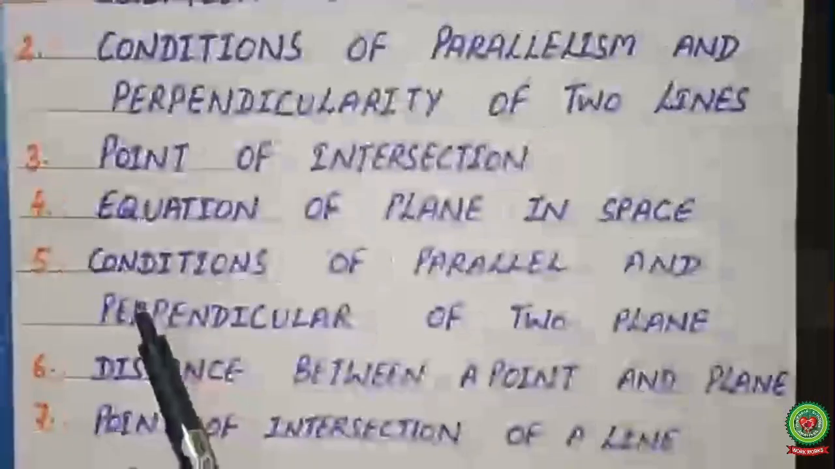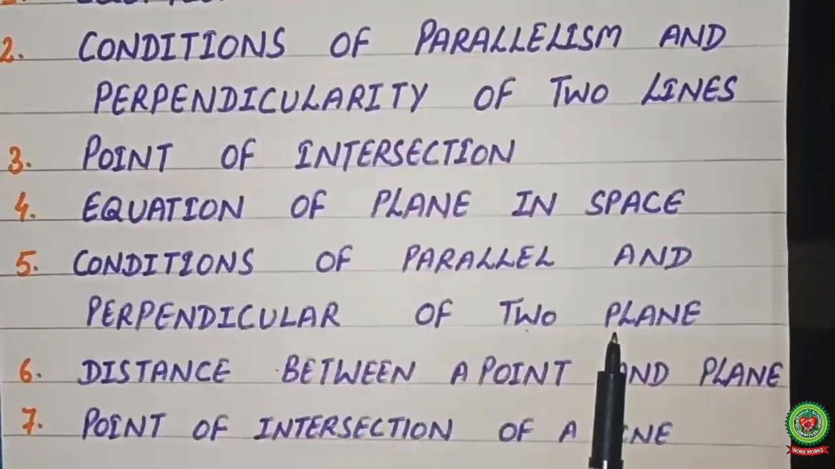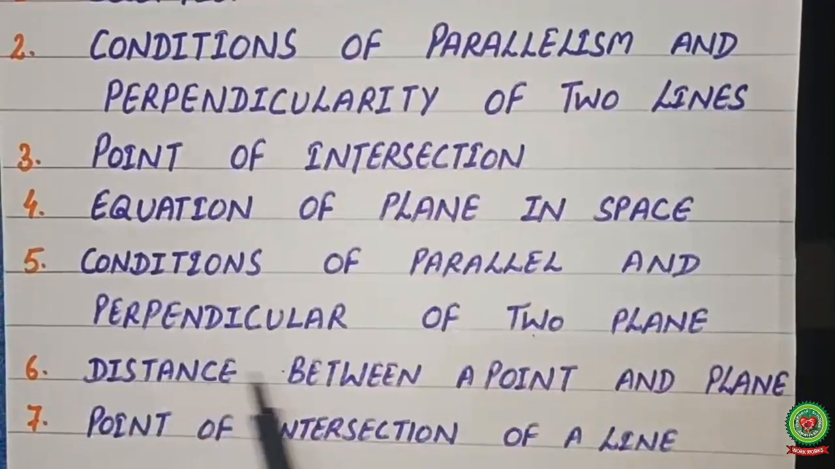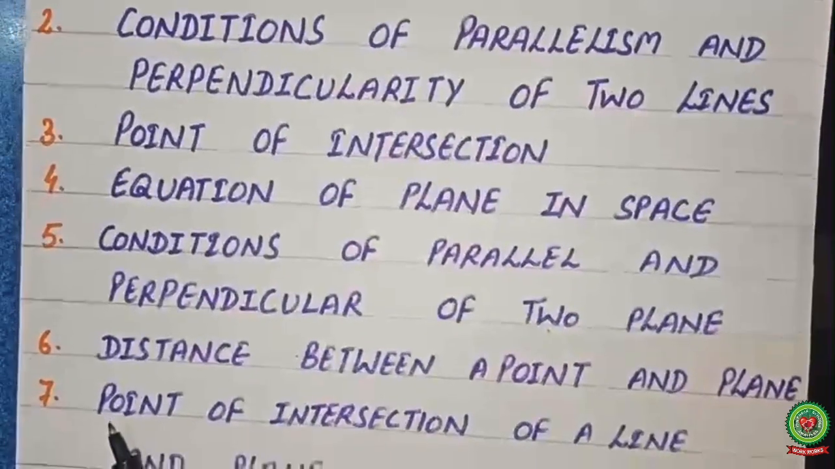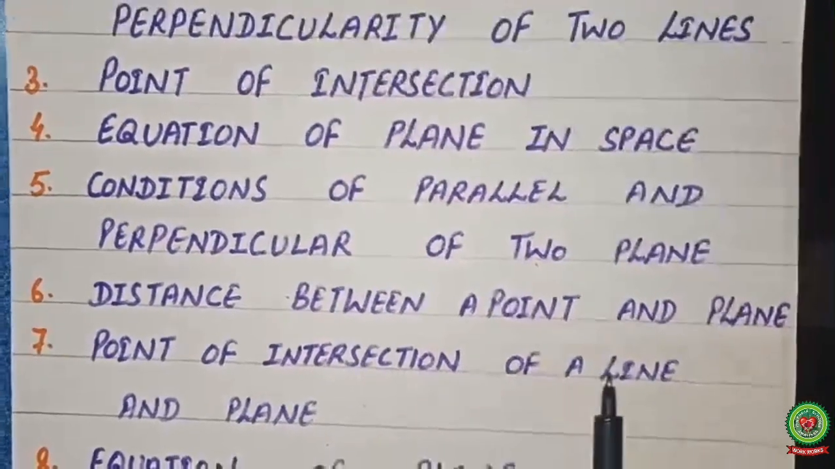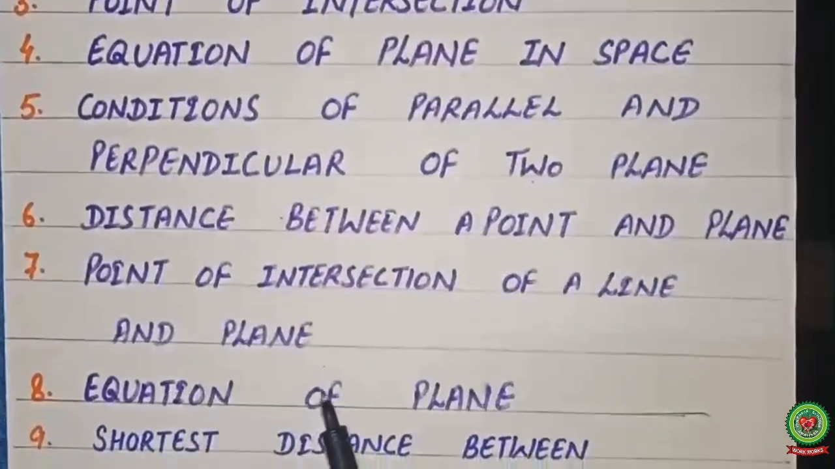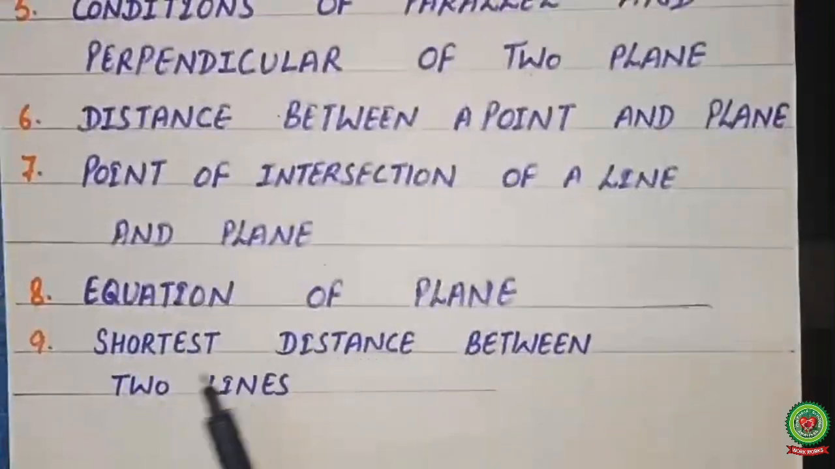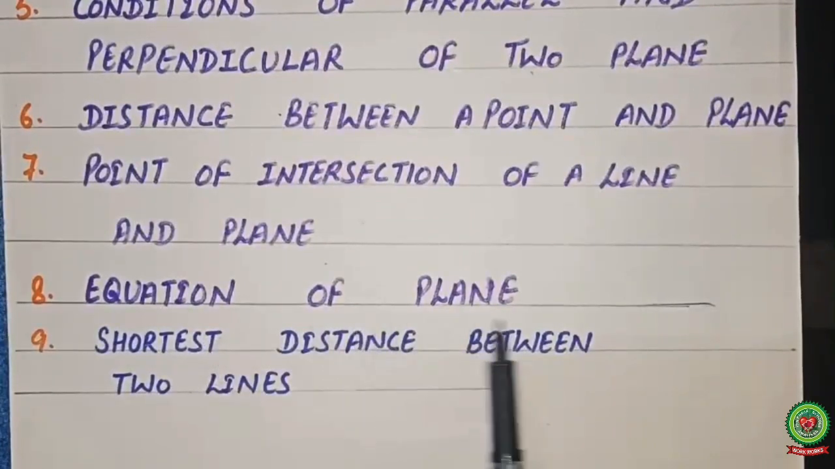Fifth, conditions of parallel and perpendicular of two planes. Sixth, distance between a point and plane. Then we have also discussed seventh, point of intersection of a line and plane. Then eighth is equation of a plane. Today we are going to discuss the last objective of this chapter, that is the shortest distance between two lines.